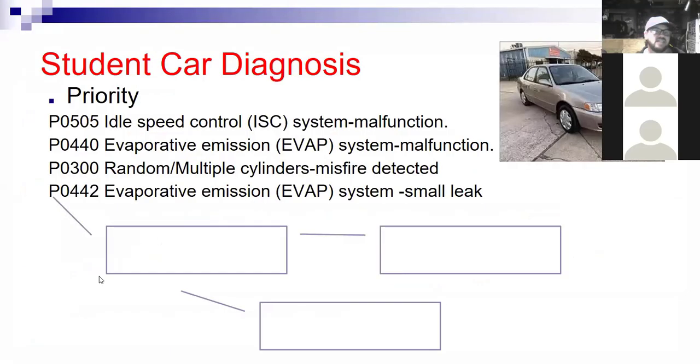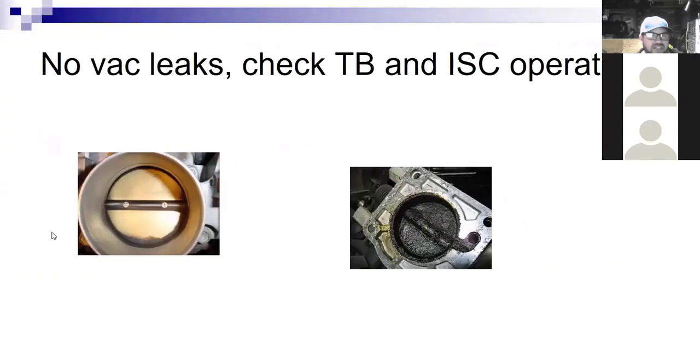So now you kind of see how I would divide it up. If the fuel trim didn't look too far out of whack, I might go with some common things. Like if there's no vacuum leaks and the fuel trim looks good, I might then jump into testing that idle speed control motor directly. And I would also look at the throttle body.